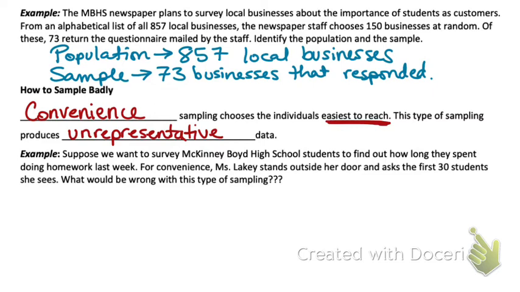They could lie. Somebody at the door might lie. Who walks down this hallway on the upstairs L hall? Upperclassmen usually, unless they're a freshman in Algebra 2. Otherwise, it's mostly upperclassmen. So the problem here is that it is not a good representation of the population.